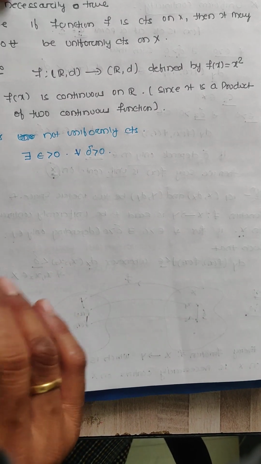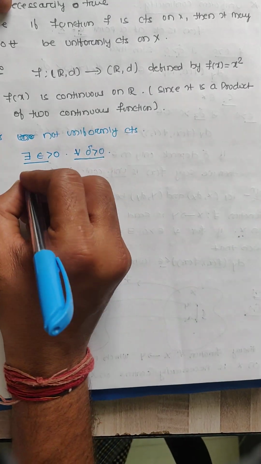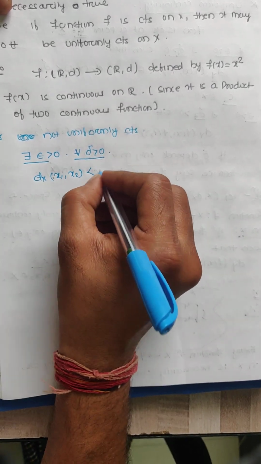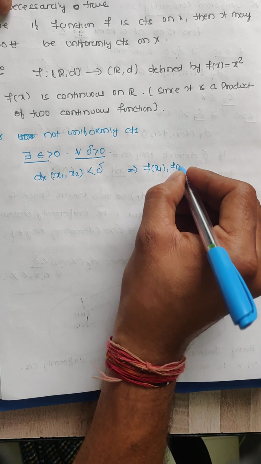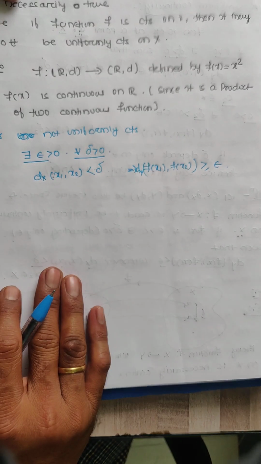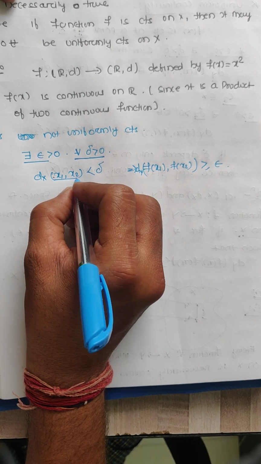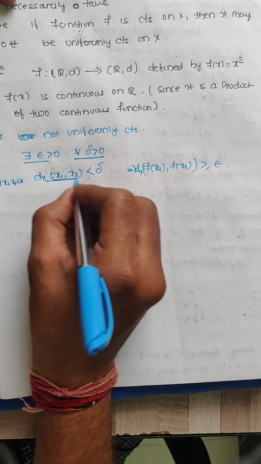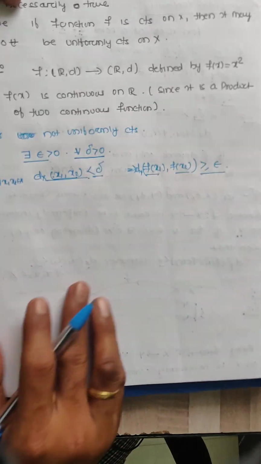whatever delta you take, if the distance between x1 and x2 is less than delta, the distance between f of x1 and f of x2 is not less than epsilon, that is, it is greater than or equal to epsilon. So whatever you take the delta, there exist two points x1, x2 in x such that the distance between them is less than delta, but the distance between f of x1 and f of x2 is greater than or equal to epsilon.